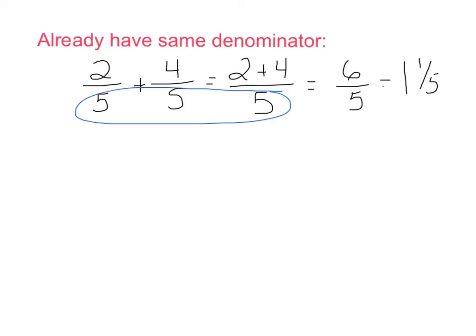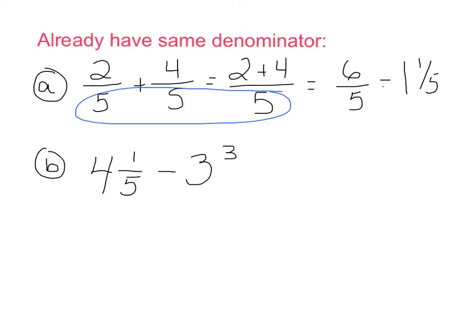Let's look at another situation. So this is the first example. A second example might be something like 4 and 1/5 minus 3 and 3/5. I don't know why I like fifths, but they all operate the same way.